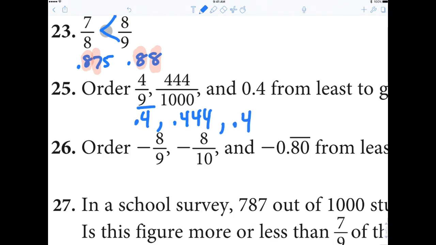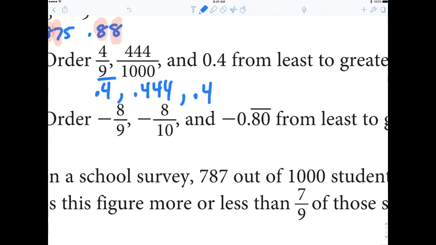Now this is a fantastic problem. I really want you guys to concentrate now and tell me which is the absolute smallest. 0.4 is. Because what would be after this? A 0. Does everybody agree with that? Yeah. And the other two have 4s in the next spot. So 0.4 is the smallest.